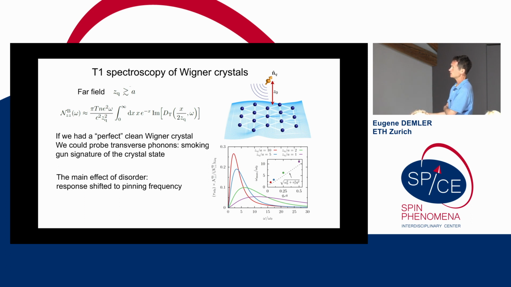And what disorder does to Wigner crystals is that it shifts all responses from being truly gapless phonons; all responses start at the pinning frequency, and then have a certain dispersion. And to make a long story short, by measuring the distance dependence of the noise, one will be able to map out the dispersion of the pinning mode, and therefore determine the characteristic features of a disordered Wigner crystal.